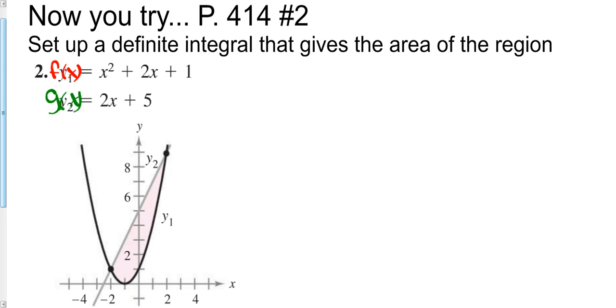We have to look at which one's on top, so you might want to think about that before you call them f of x and g of x. Maybe they should be switched. And then you should just be able to set up an integral that gives that area. So pause the video, give it a try. Should be a very quick thing. You don't have to solve the integral. All you have to do is set it up.